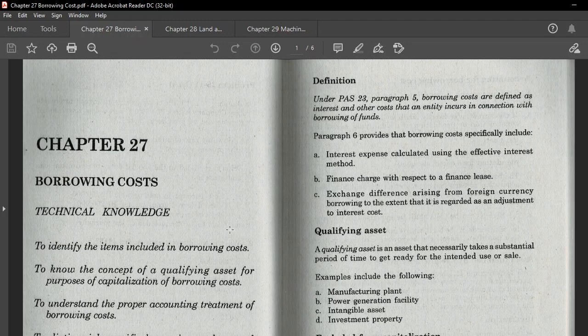So, PAS 23, or Philippine Accounting Standards 23, defines borrowing costs as interest and other costs that an entity incurs in connection with borrowing the funds. Kung hindi ka rin naman bibili ng building or hindi ka magpapakonstruct ng building, hindi mo kailangan na manghiram ng pera. Kung hindi mo naman kailangan manghiram ng pera, hindi mo kailangan mag-incur ng interest or hindi mo kailangan na i-shoulder ang burden of paying an interest.